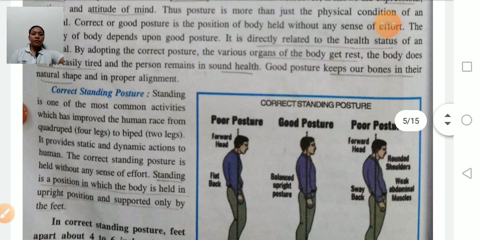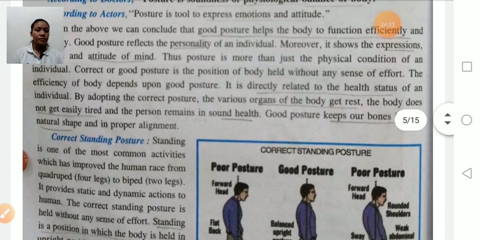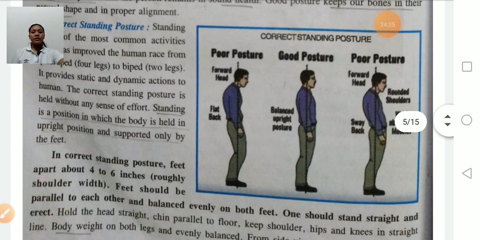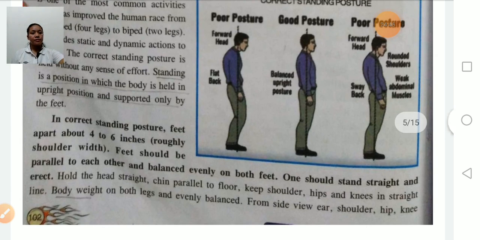Correct standing position. What is the correct standing position? Standing is a position in which the body is held upright and supported only by the feet. In correct standing posture, the feet are apart about 4 to 6 inches, roughly shoulder width, which means your feet should be about your shoulder width apart.